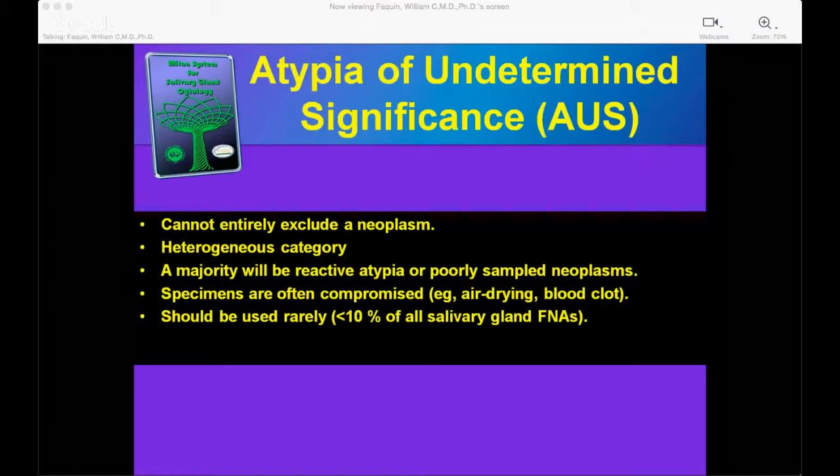And our objective here is that this category would be used rarely. We would hope that less than 10% of salivary gland FNAs would fall into the AUS category. And most of the cases in the AUS category will require close clinical and radiologic correlation, as well as some form of tissue biopsy or resection.